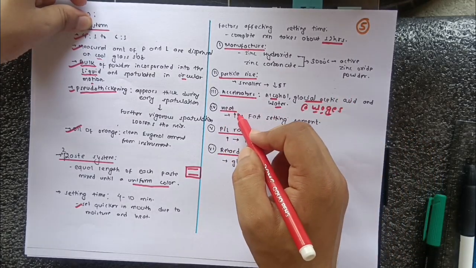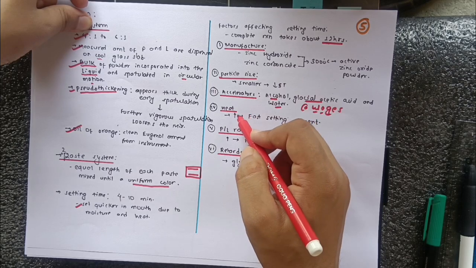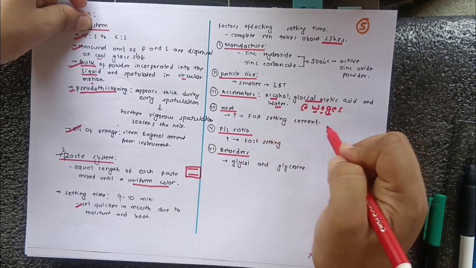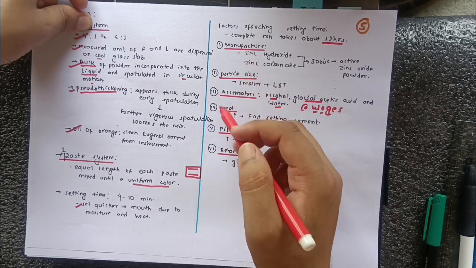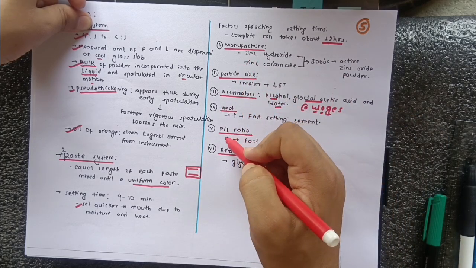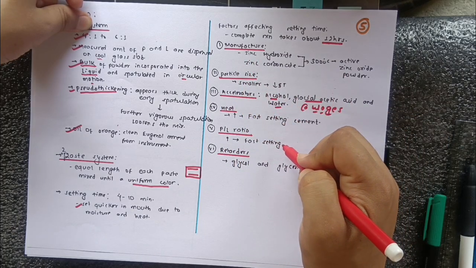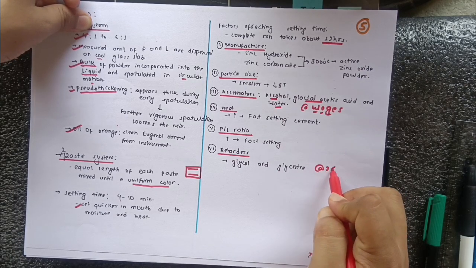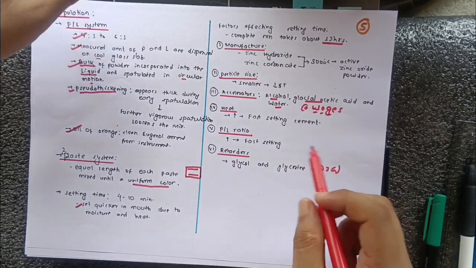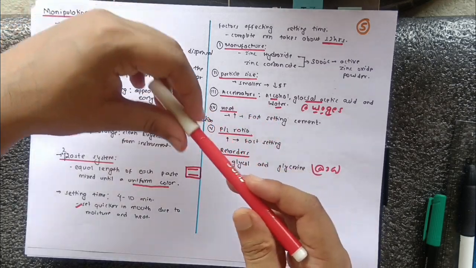And heat: if there is more temperature present, there will be fast setting, so it will decrease the setting time. These four are similar. Similarly, if the powder to liquid ratio is more, it will cause fast setting. And retarders, we have glycol and glycerin, so it is 2G. Glycol and glycerin are the retarders of this.